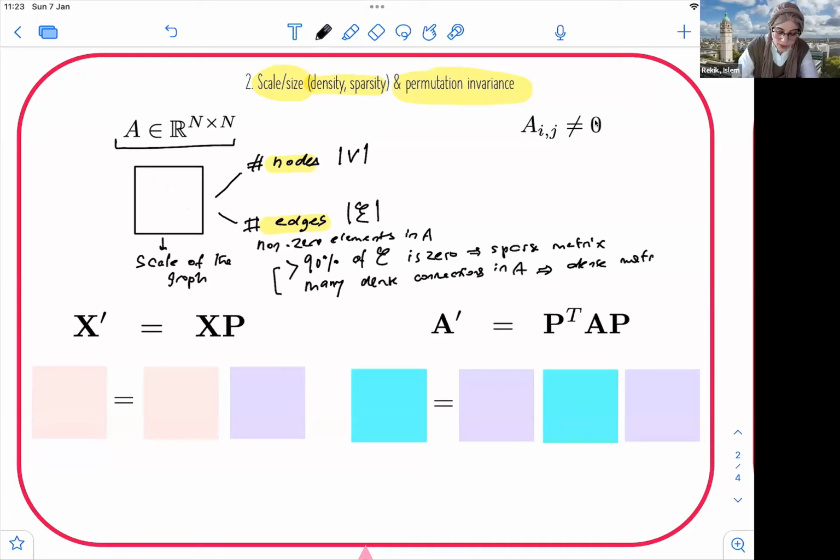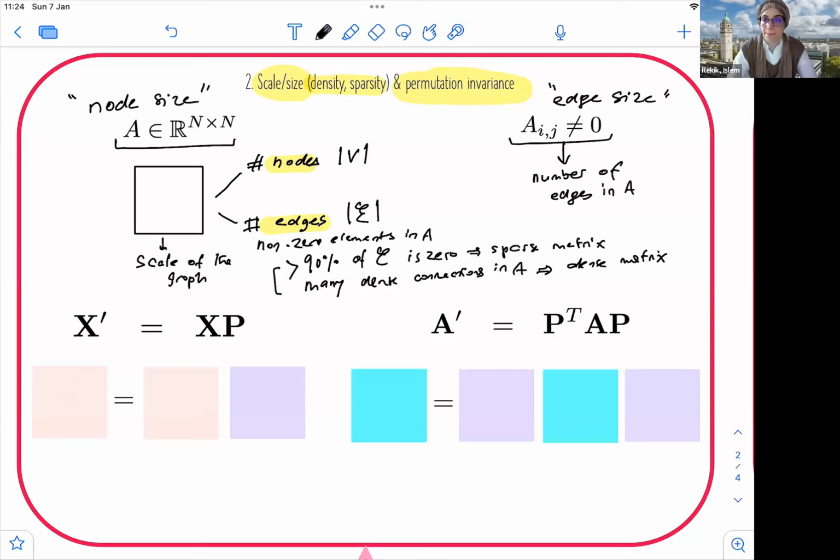This is just in a very naive way; this is how we define this. So one is sparse and one is dense. The next one is, as I mentioned, when we have non-zero elements, this gives us the number of edges in A. So there are two elements here: when we look at scale, the node size and the edge size.